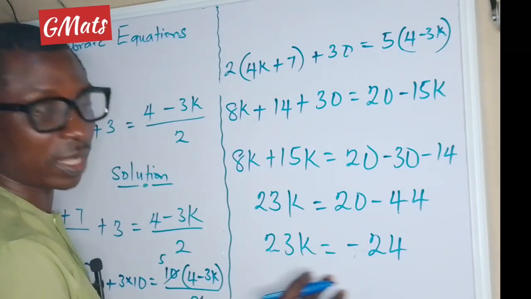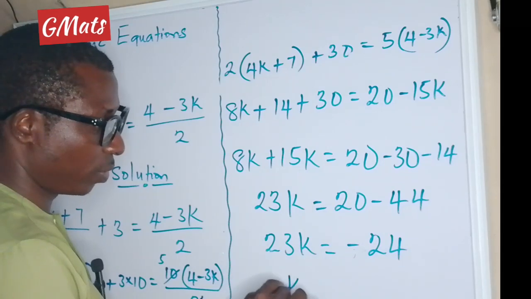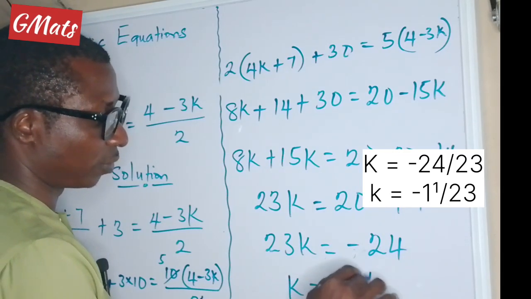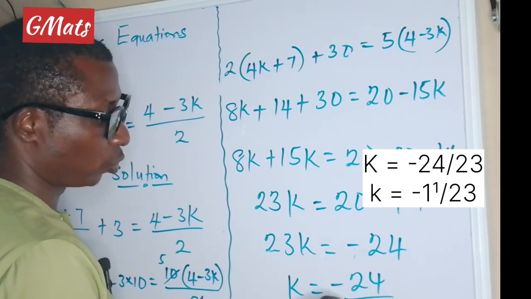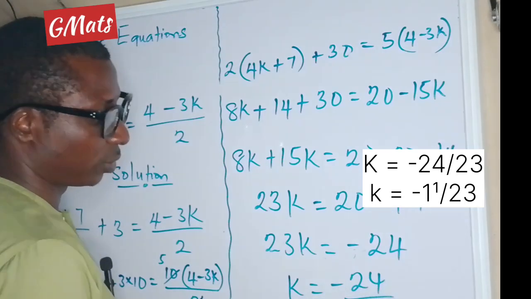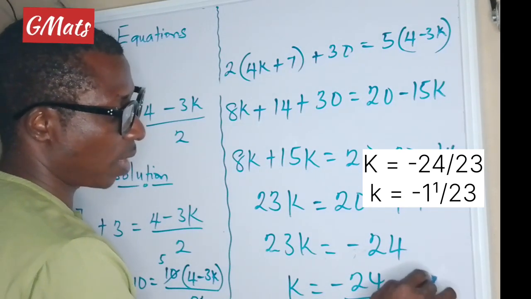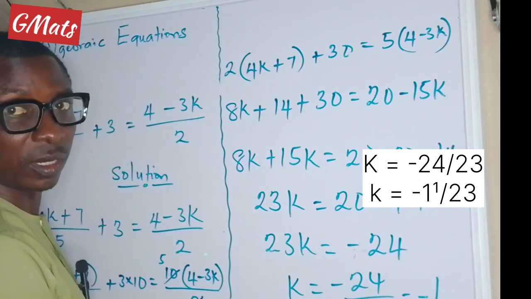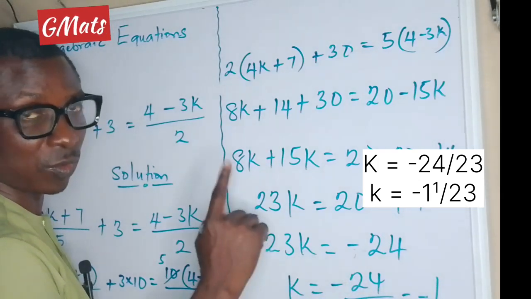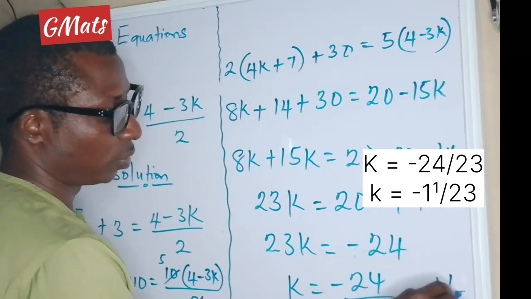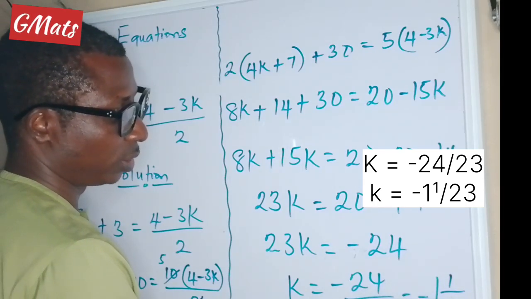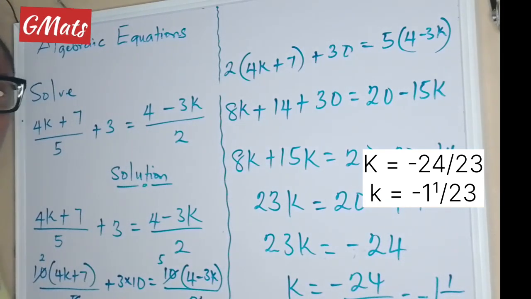So we divide both sides by the coefficient of k. So k will be minus 24 over 23. And so the answer will give you minus 1 whole number. The number of 23 you are going to see here is 1. Remainder 1 over 23. So this is going to be the answer to the problem.